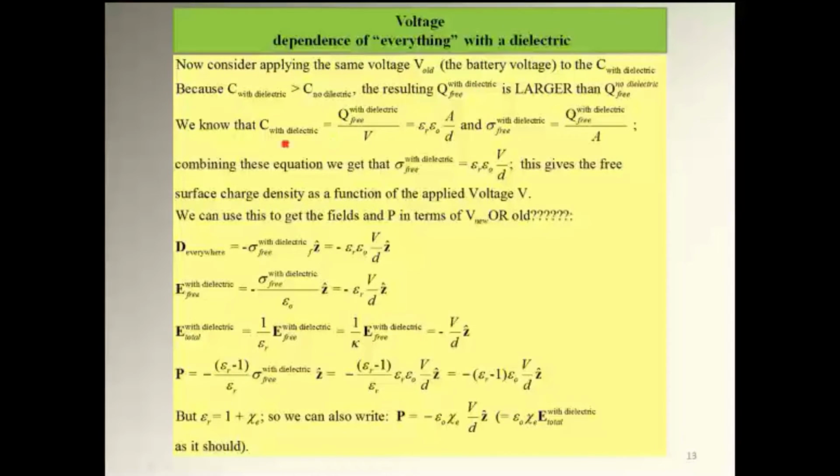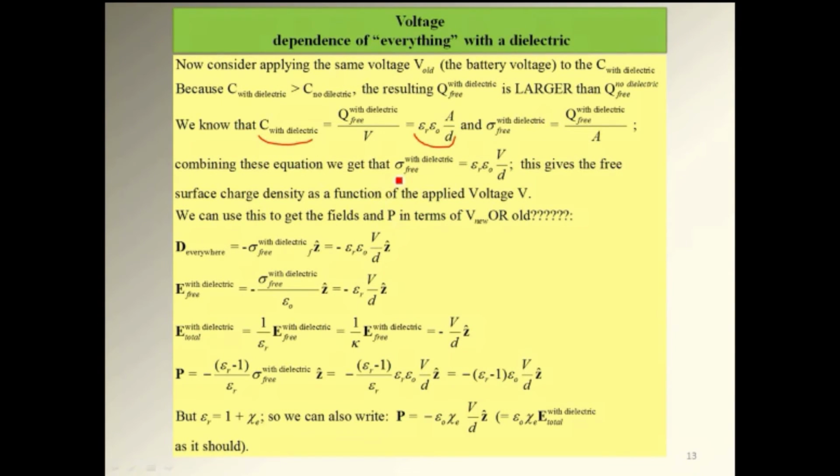The relationship with the capacitance with the dielectric will be the free charge divided by V. And think of this as the battery voltage. So go through your capacitance equation that we had with the dielectric, and it's equal to this quantity right here. This would be your epsilon if you wish to put it in. We also know that the sigma with the dielectric is going to be equal to the Q with the dielectric, free charge, divided by A. We're going to combine these two equations.